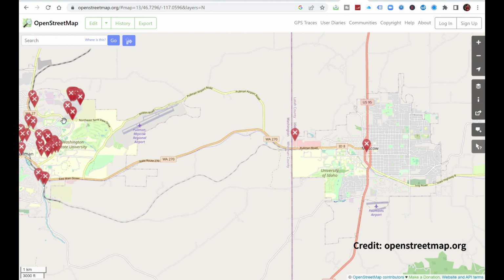And I should have gotten rid of all of these notes here. This is my first time actually using this particular software. And the notes are where people have added notes around these particular locations.